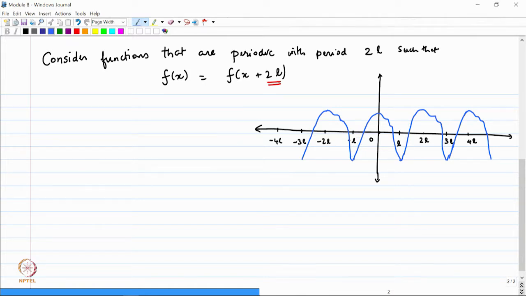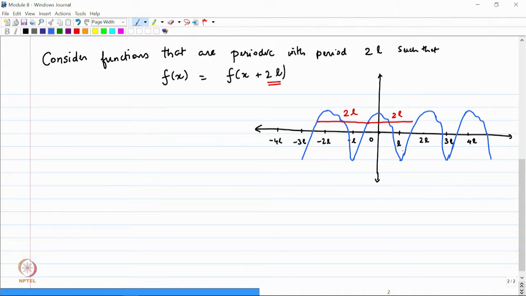So basically you take the value of the function at any point, and it will be the same if you shift by 2L. Similarly, if you shift by 2L on this side, you will get exactly the same value. You can keep going, you go by 2L, you go by 4L, etc. You will basically get the same value. So the function just keeps repeating itself.